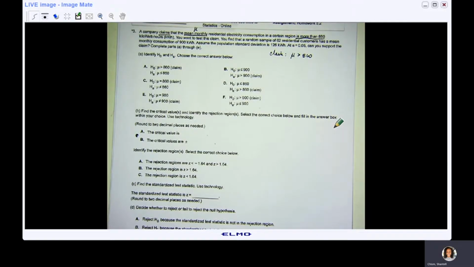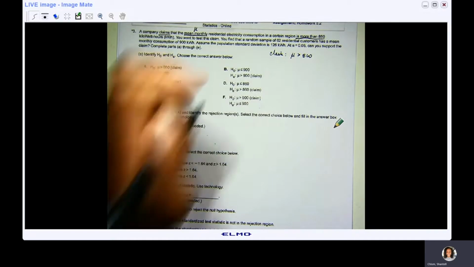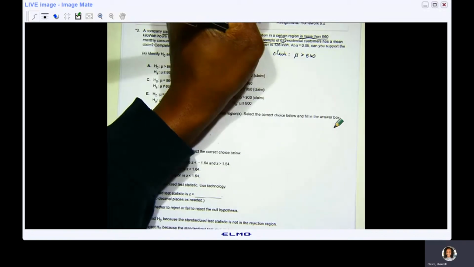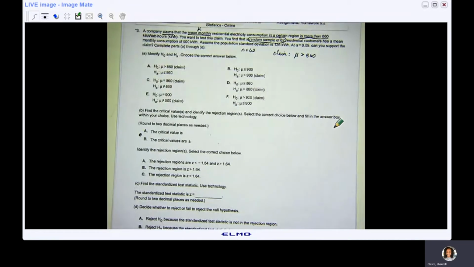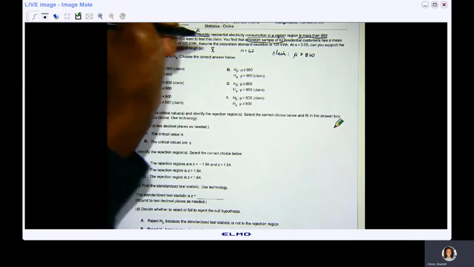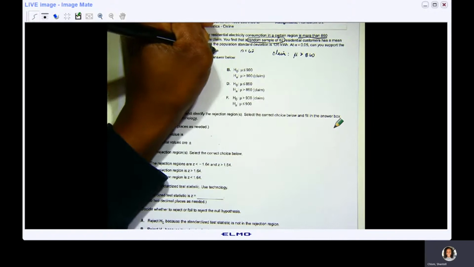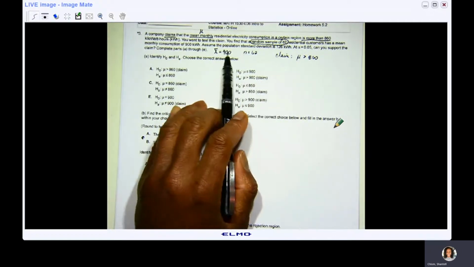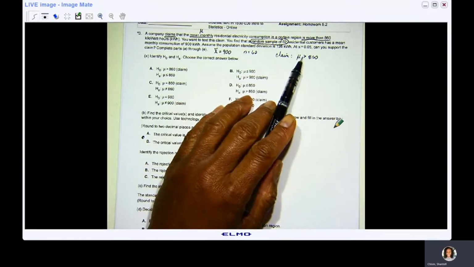Okay, let's read the rest. It says you want to test this claim. You find that a random sample of 62, so n is 62. That's where we're getting our sample size, n. A random sample of 62 residential customers has a mean monthly consumption of 900 kilowatts. So X bar, your sample mean, is 900. We're going to test using our sample statistics whether or not this claim is accurate.